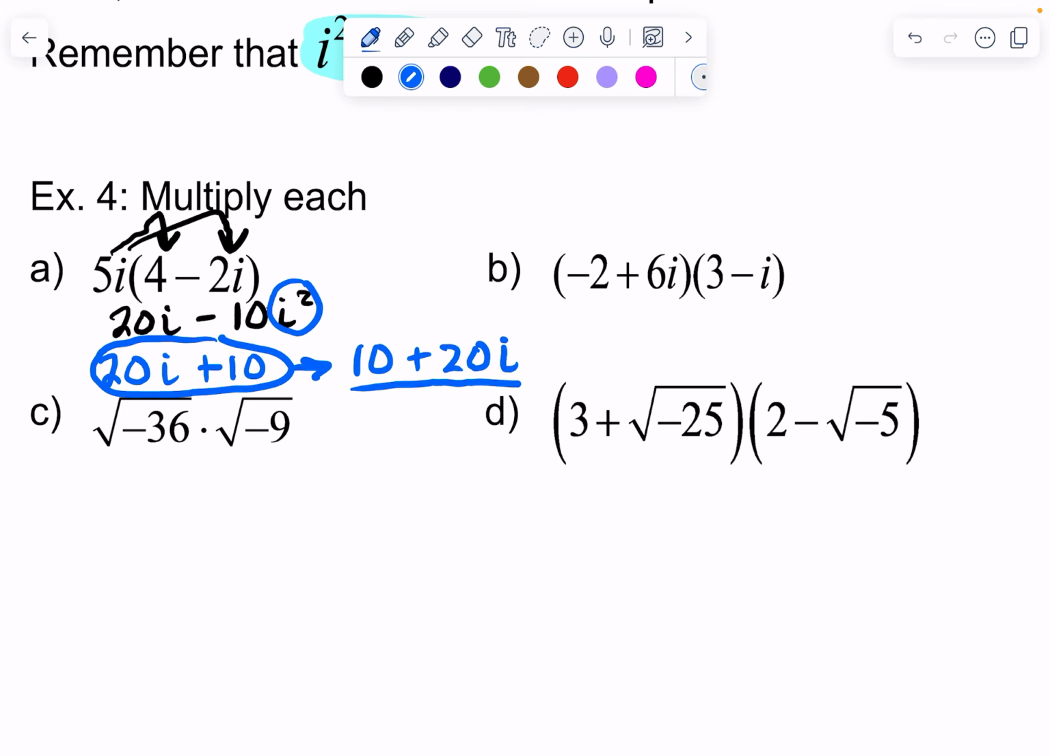Now you may say, how did you get that positive? Please remember, once again, that this i squared is really a negative 1. And a negative 1 times that negative 10 is that positive 10 here that we have.